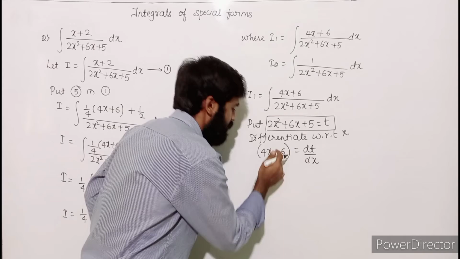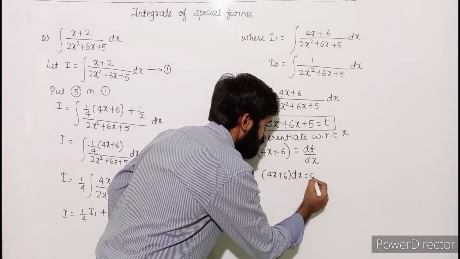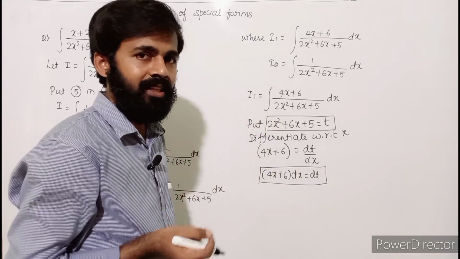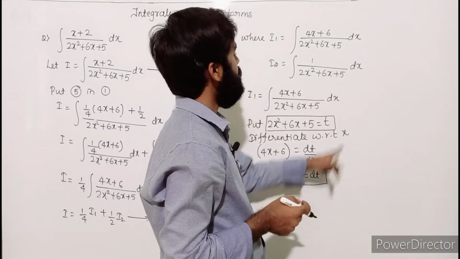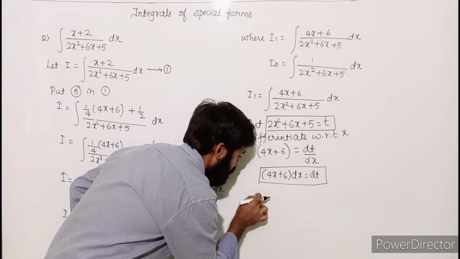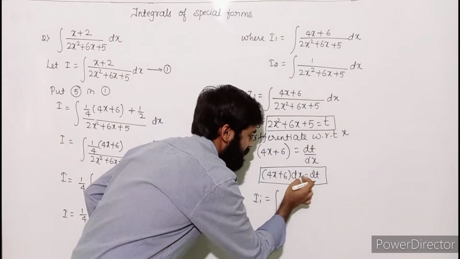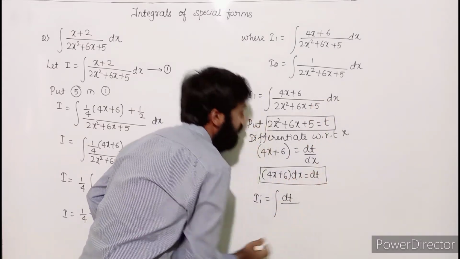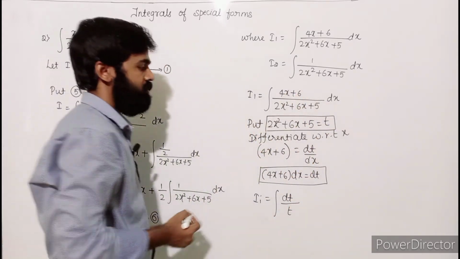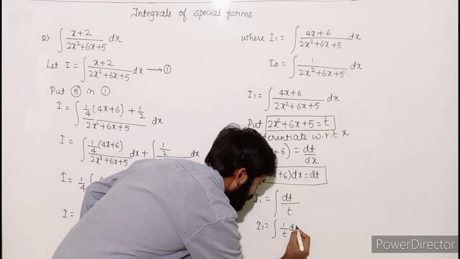Now dx into this, what do you get? 4x plus 6 into dx equals dt. Right, so we got what? 4x plus 6 into dx is nothing but dt. This I will substitute in this equation. It means what will your I1 become? 4x plus 6 into dx is nothing but dt, divided by 2x square plus 6x plus 5, that is nothing but t. So we can write I1 equals integration of 1 by t dt.